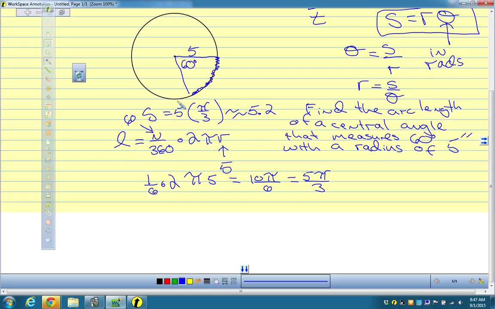Okay. So anyway, when you're using any one of these formulas, just remember that you have to be in radians. You can't be in degrees, otherwise you're going to get the wrong answer. Even if they give you the question in degrees, you've got to be in radians.